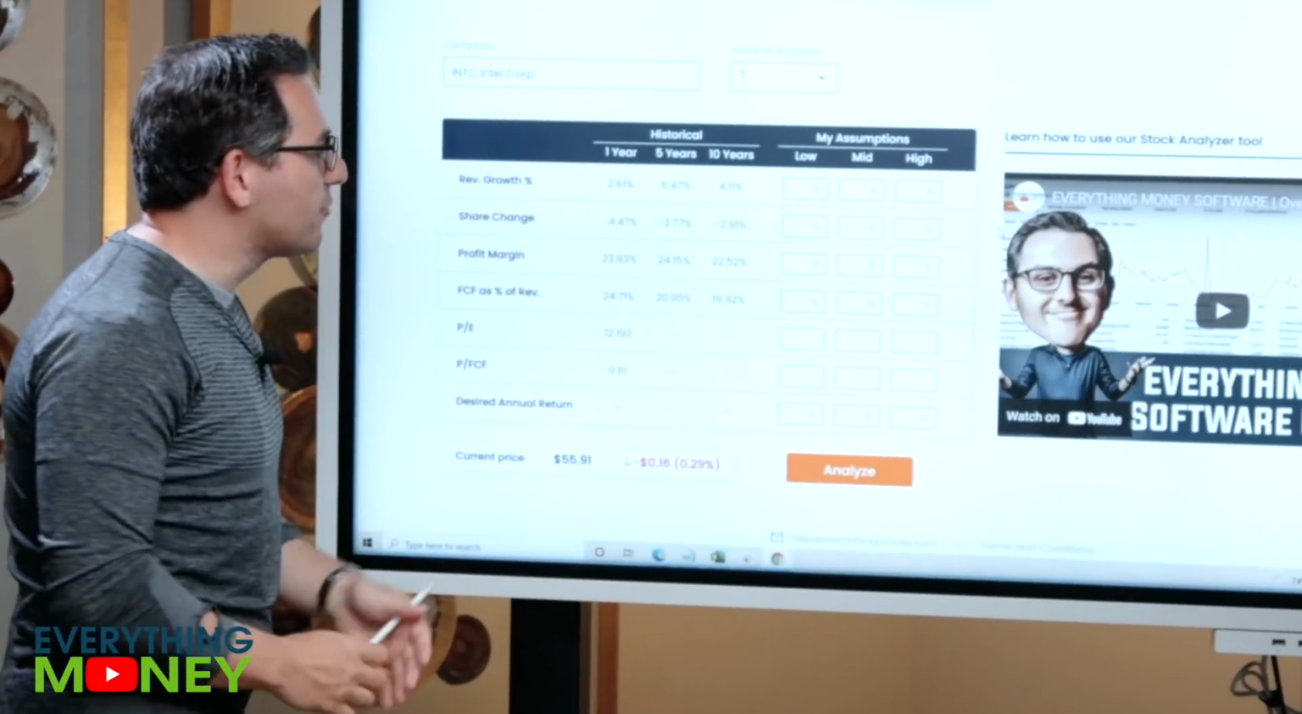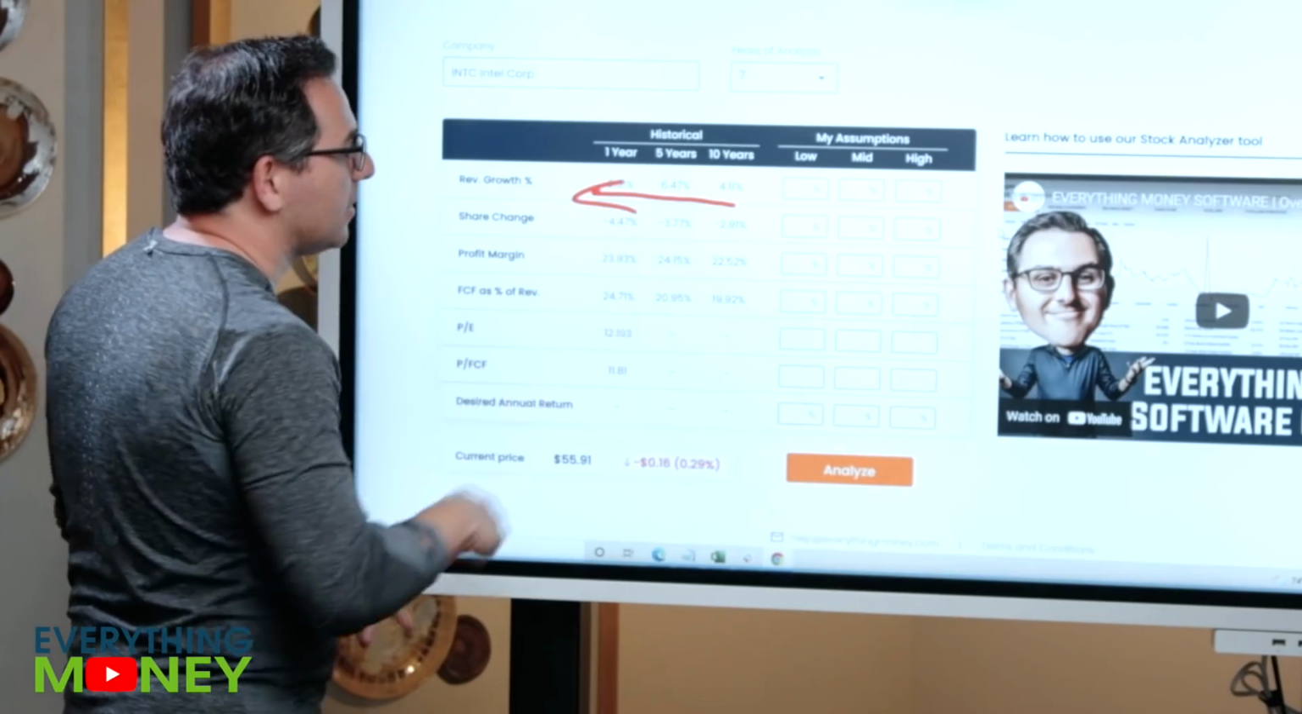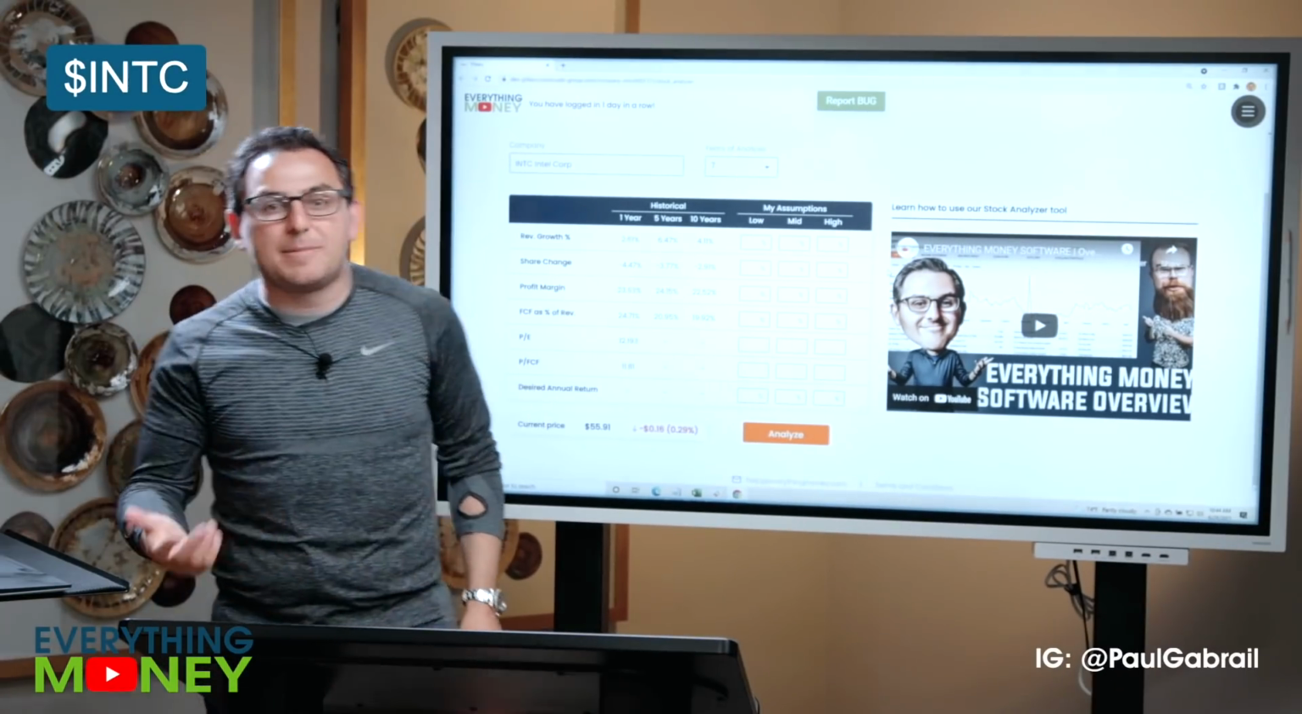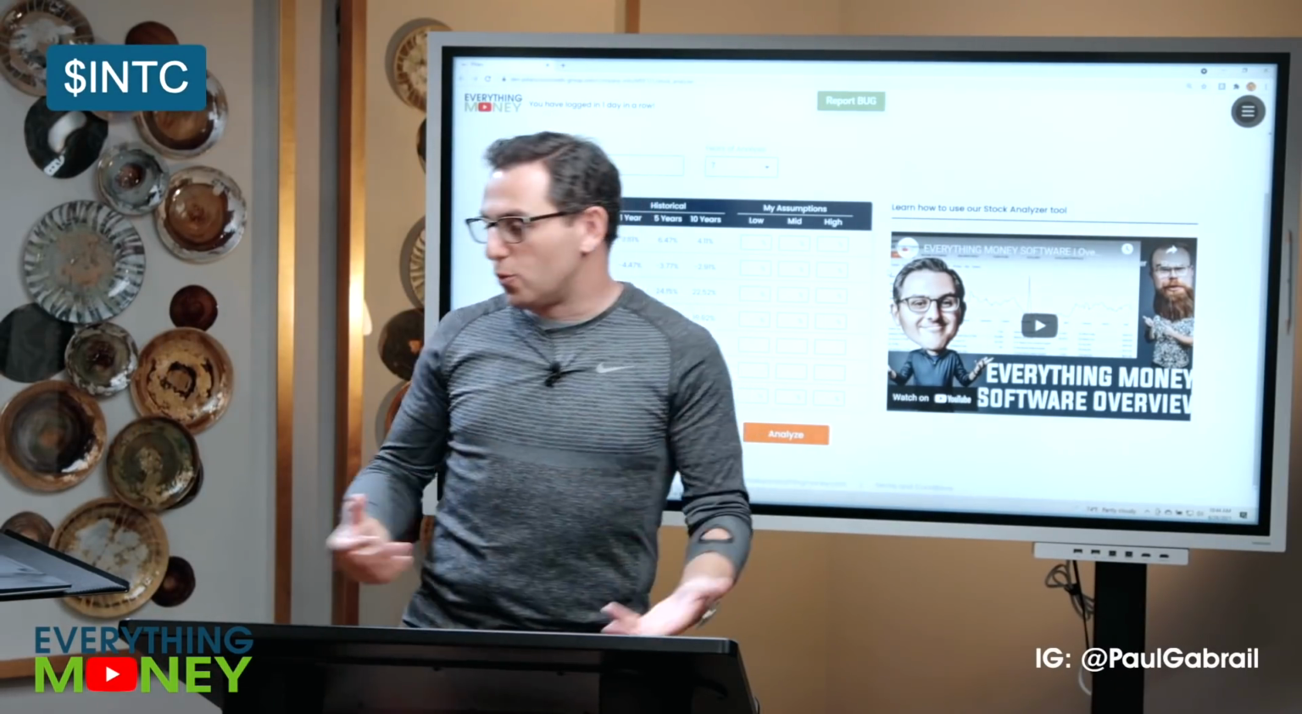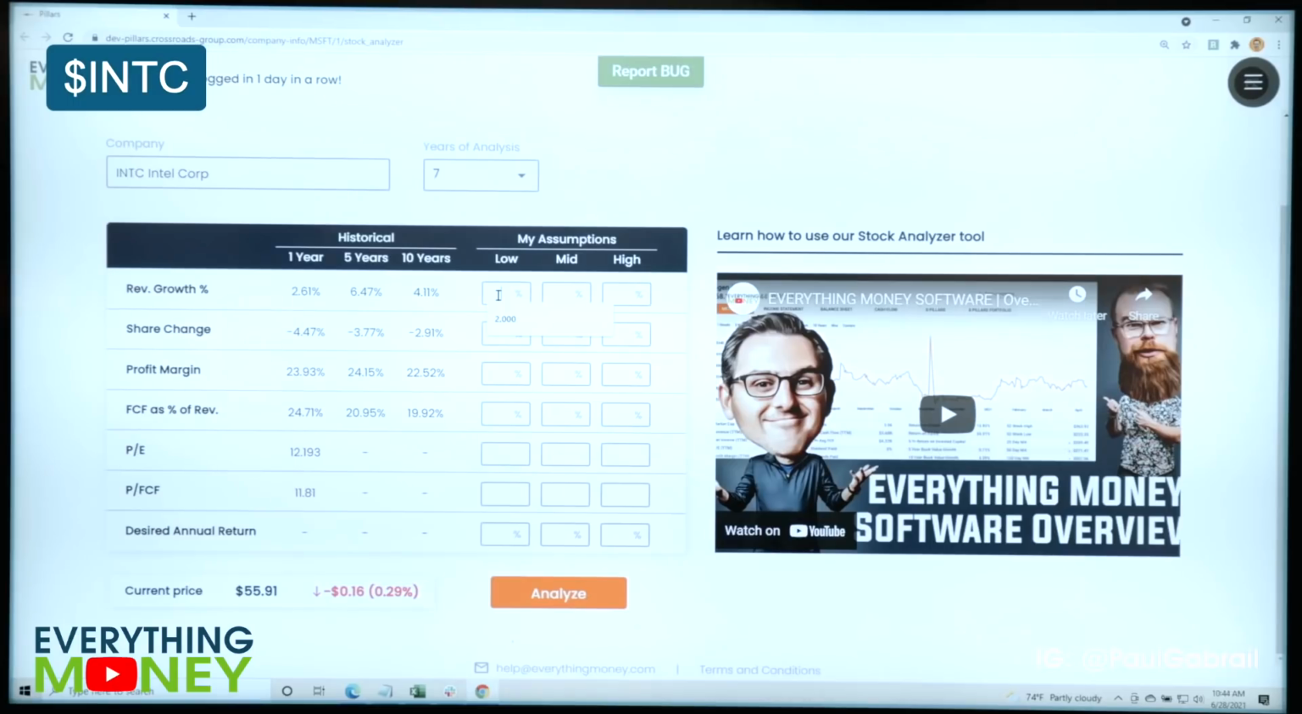So, revenue growth has actually slowed, not surprising. But I think a company like Intel will probably grow with the world economy. So I'm going to put a low growth of 2, a middle growth of 3, and a high growth of 4%.